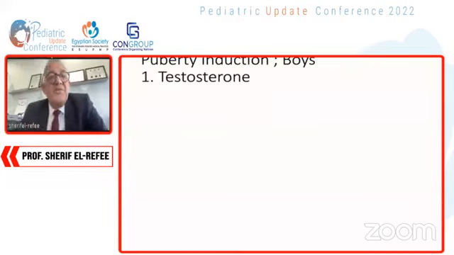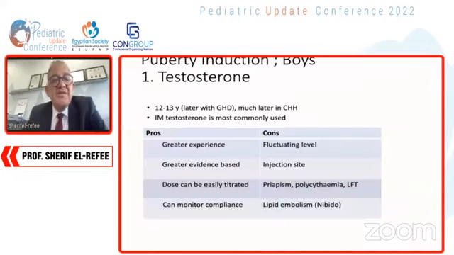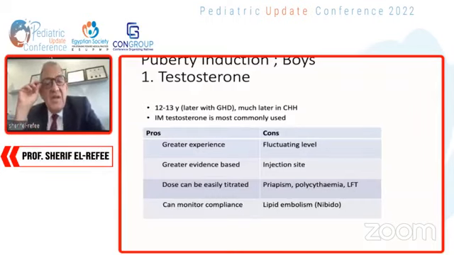Most commonly is puberty. We'll start talking about boys. So for testosterone, there are mainly three options. Intramuscular testosterone, we've been using it for years and years and years, and we have lots of experience with it. And we can titrate the dose easily. We can monitor compliance because it is an injection.